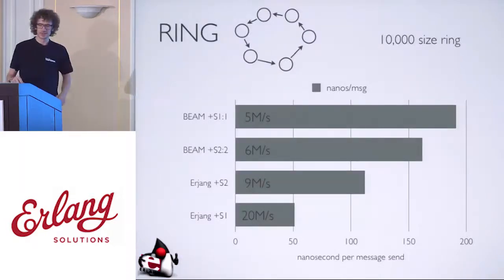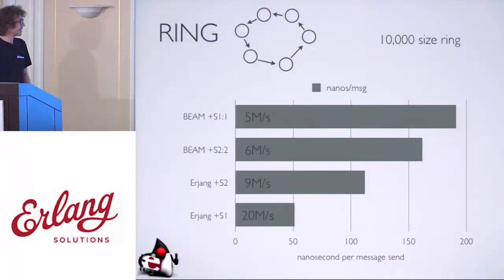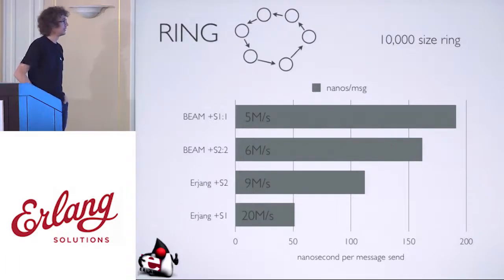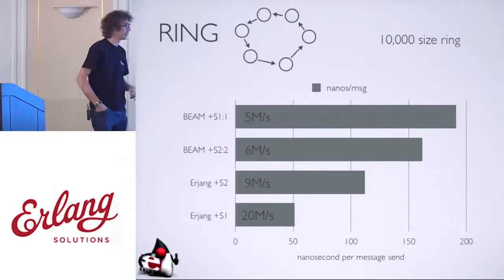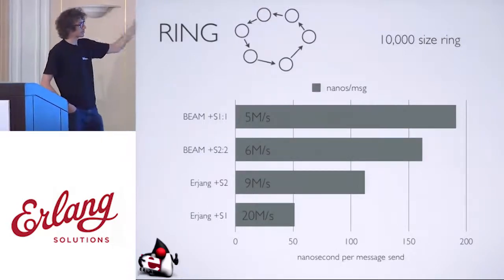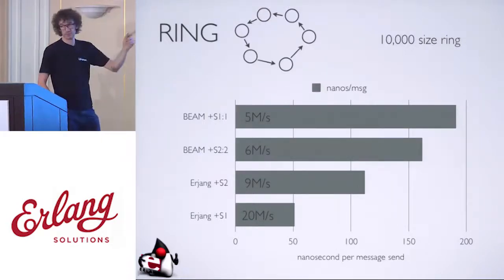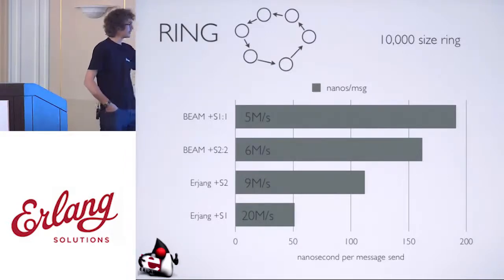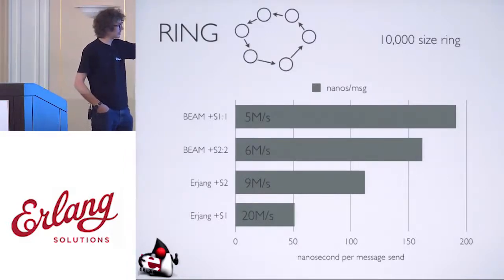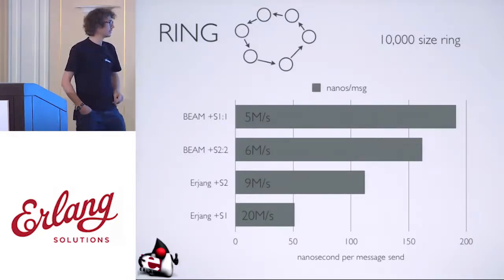Another little classic example is the ring example. Here's a 10,000 node ring, a 10,000 size ring, 10,000 processes. So it can actually run 10,000 processes quite easily. If I run it, there are some graphs here for how many nanoseconds per message. So a smaller one is better.